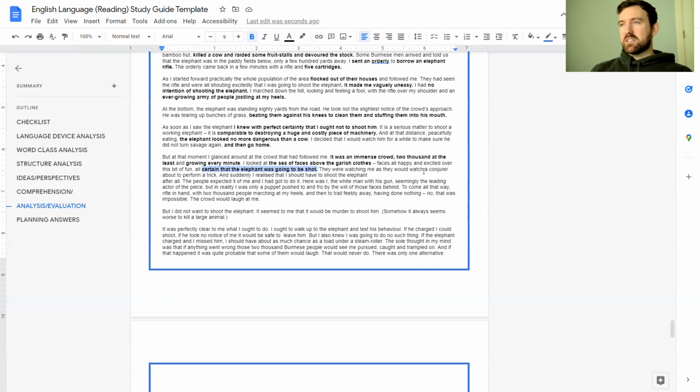They were watching me as they would watch a conjurer about to perform a trick, and suddenly I realized I should have to shoot the elephant after all. So that's quite sad, really. Suddenly I realized I should have to shoot the elephant.